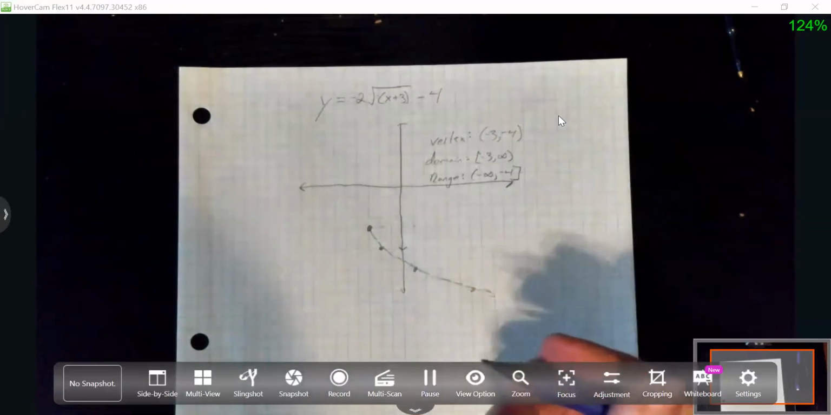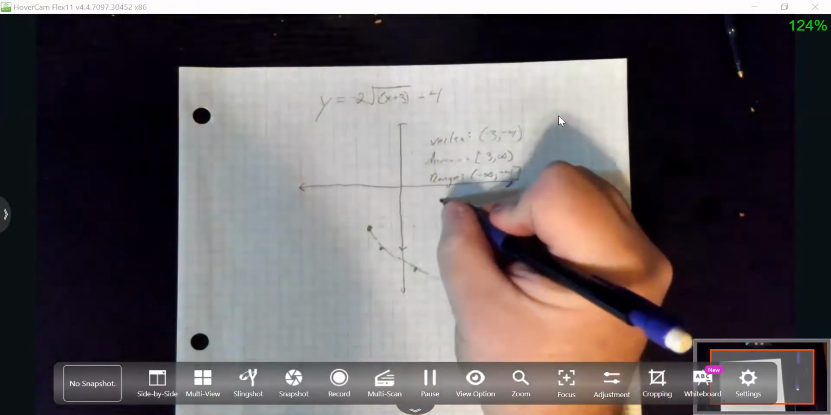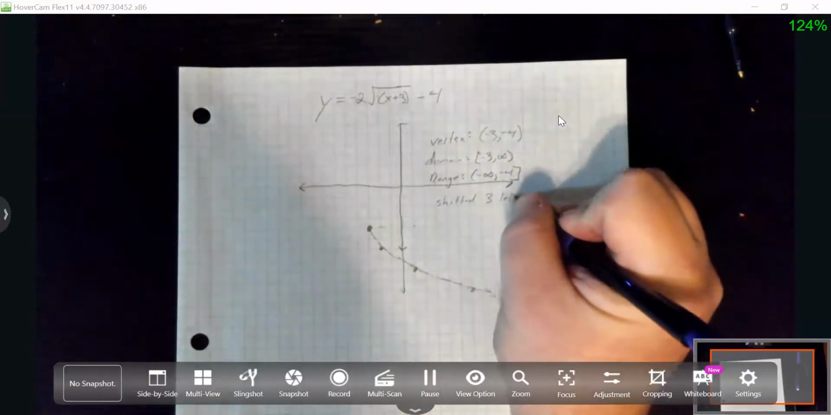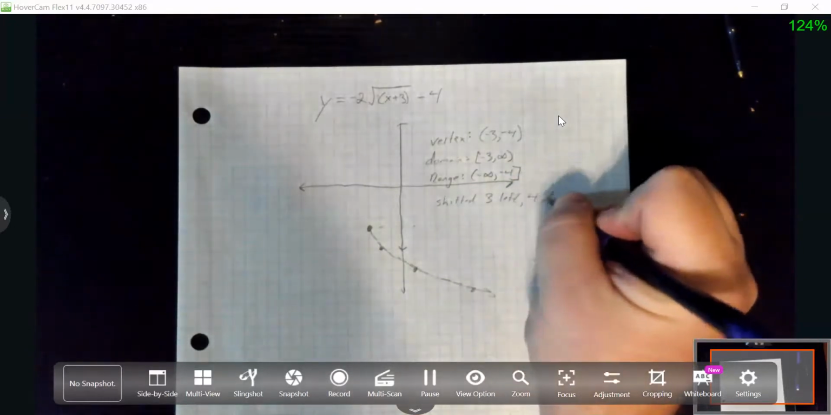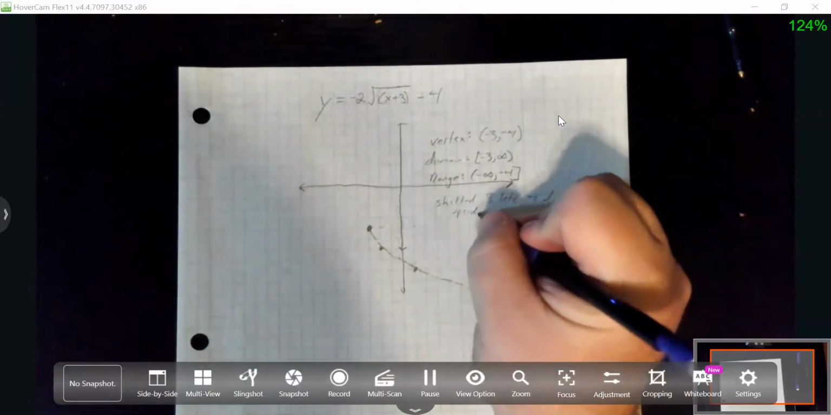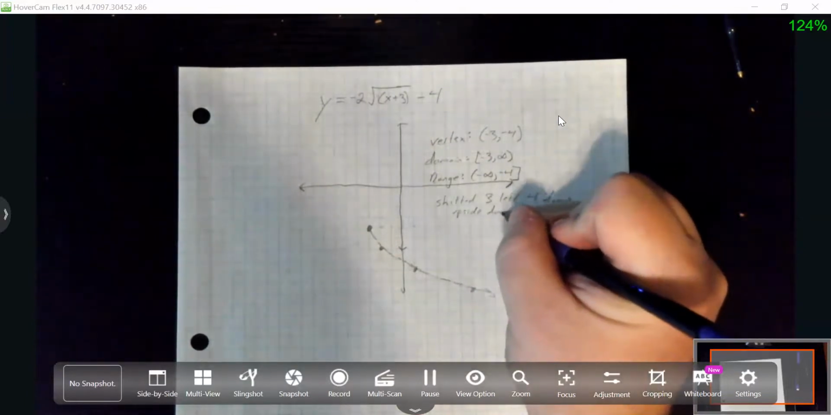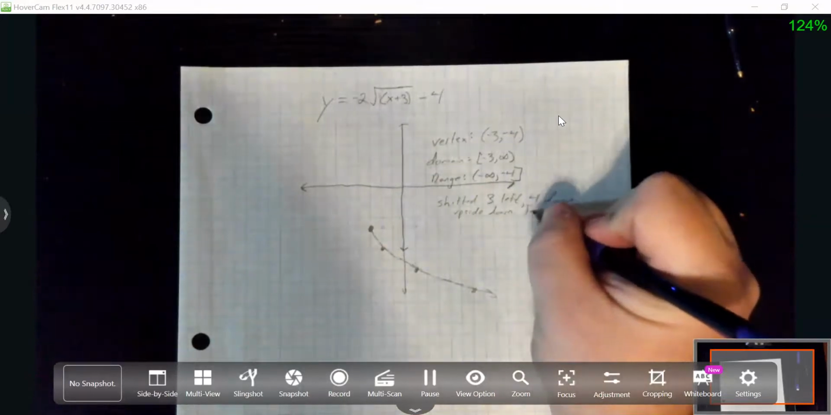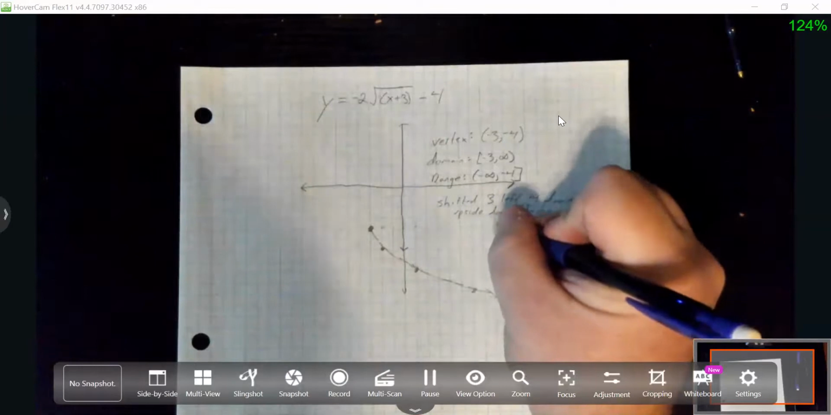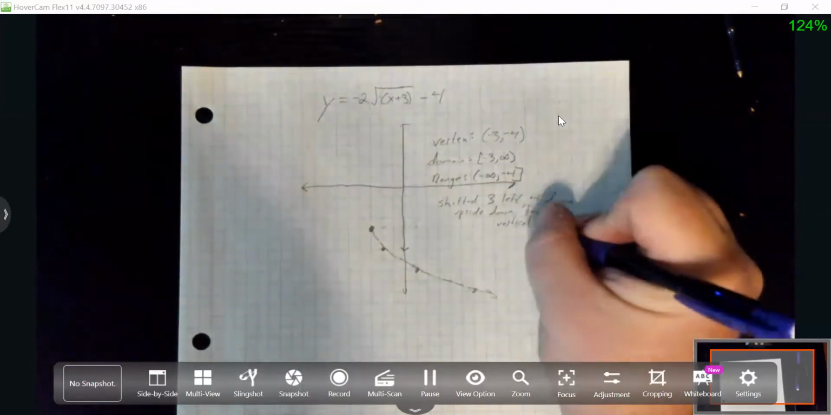Comparing to our regular graph, this has been shifted 3 left, 4 down. It's upside down, using the terminology we used before, and faster or steeper, or our proper language would be a vertical stretch.